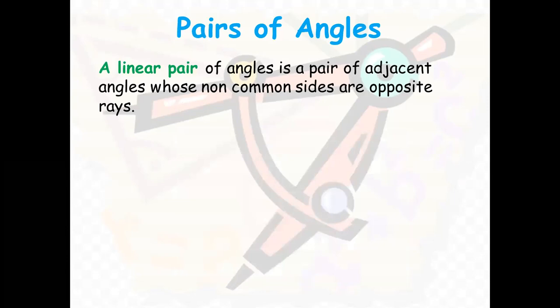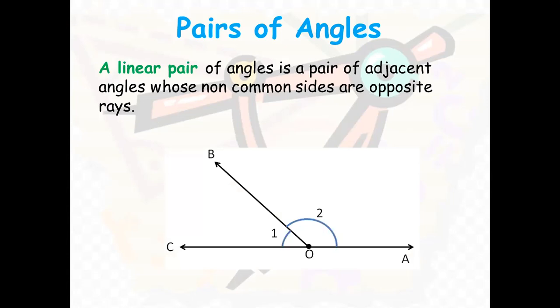So the next type of angle you have is a linear pair of angles. Linear means straight. So from the name you can make out that a linear pair means angles which should be straight. Two angles, but they should make a straight angle like this. So you can say that there are two angles here. You can see COB is an angle and AOB is also an angle.